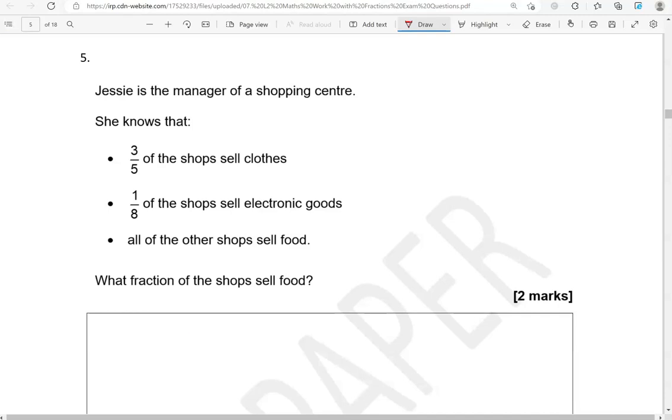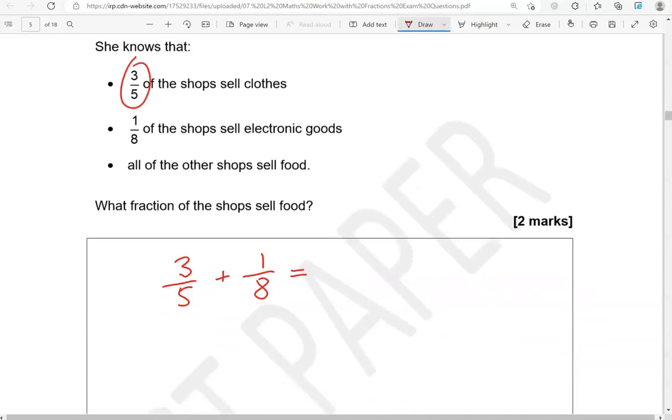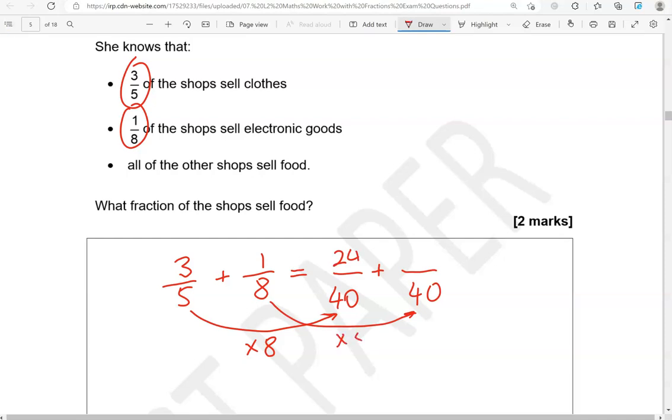So we've got 3/5, and we're going to add 1/8 to give us the total for these two. Common denominator for both, that can be 40, because 5 times 8 is 40. To get from 5 to 40, multiply by 8, so we do the same to the top number. 3 times 8, which is 24. To get from 8 to 40, multiply by 5, so 1 times 5 gives us 5.